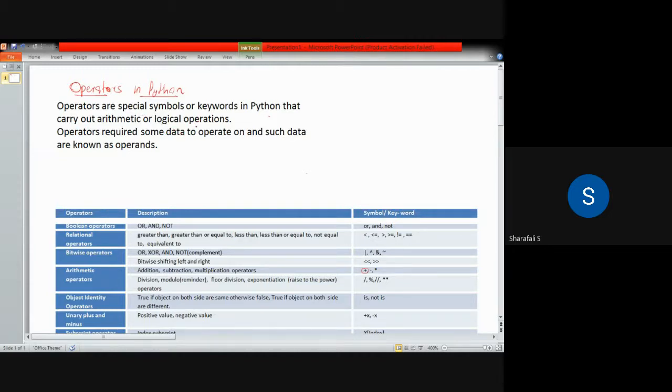So why do we need these operators? In order to carry out the arithmetic or logical operations, and these operators can be represented by using some symbols and keywords in Python. So if you want to do any arithmetic or logical operations in Python, then we can use these operators. These operators require some data to operate on, and such data are called operands.